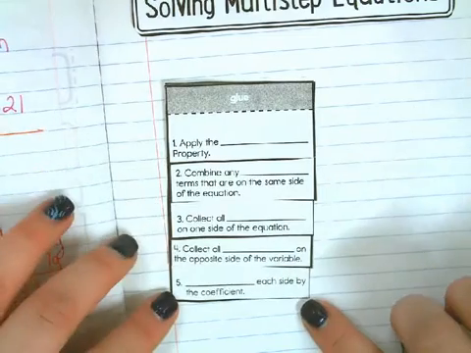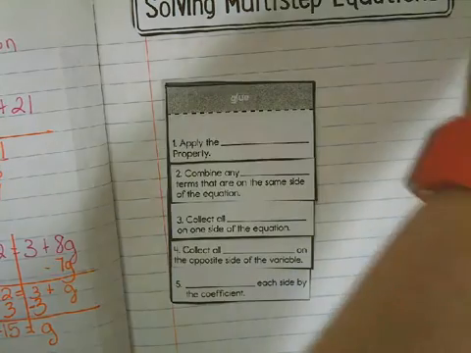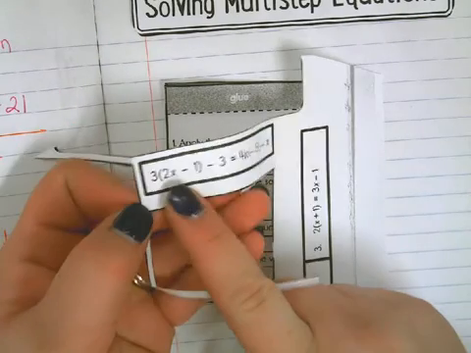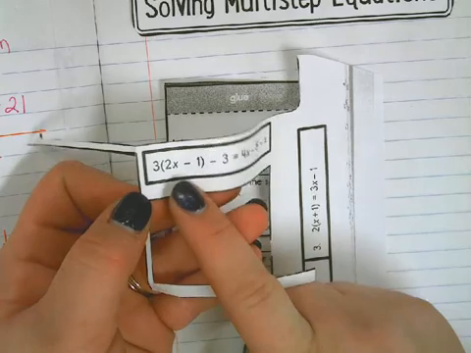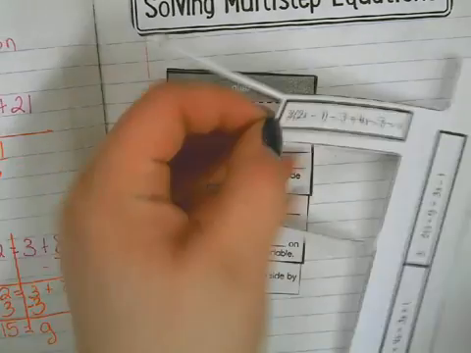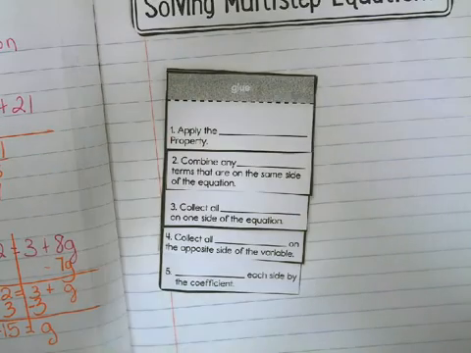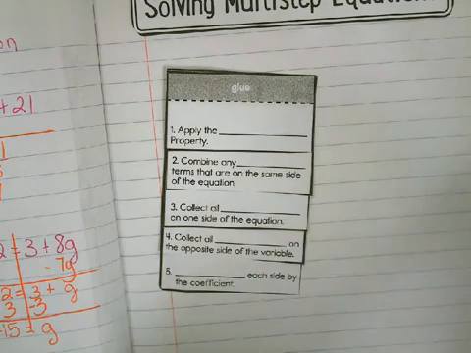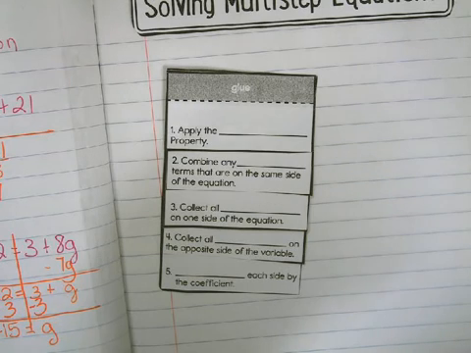Now there's a little problem at the top here that says 3 parentheses 2x minus 1 minus 3 equals 4x minus 5 minus x. That is what you are cutting out next. So not one of the problems that have a 1, 2, 3, 4 on it, just the problem. And you are gluing that on the top of 1.